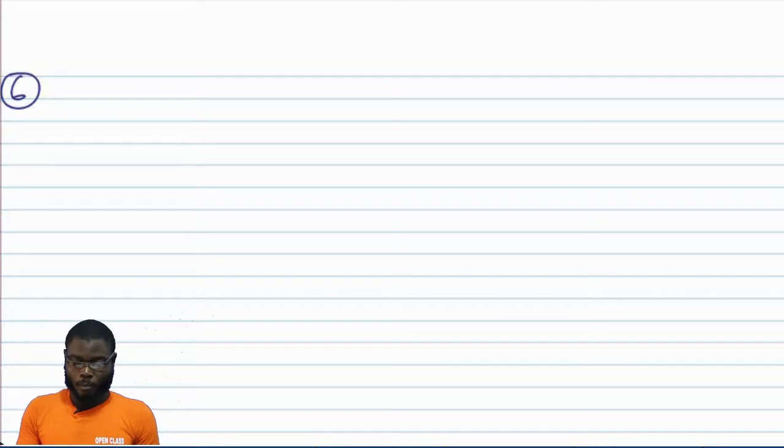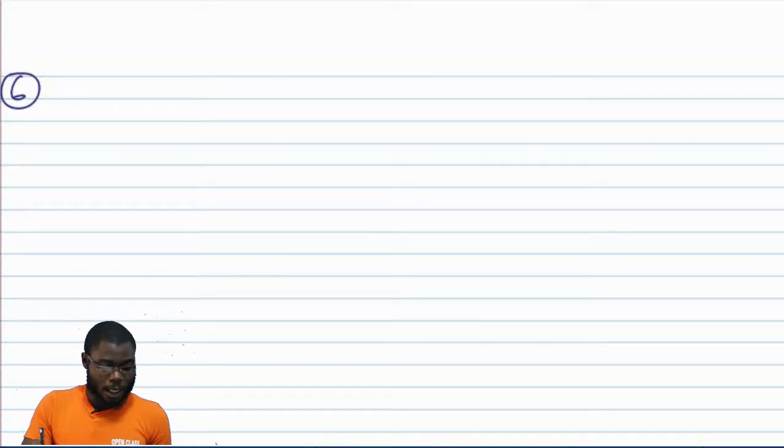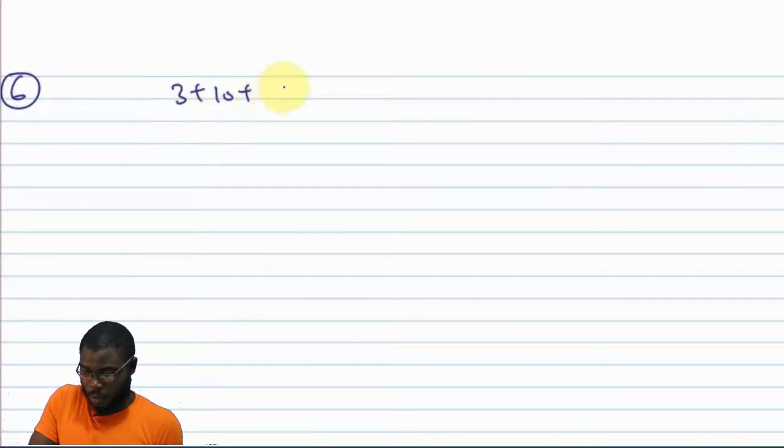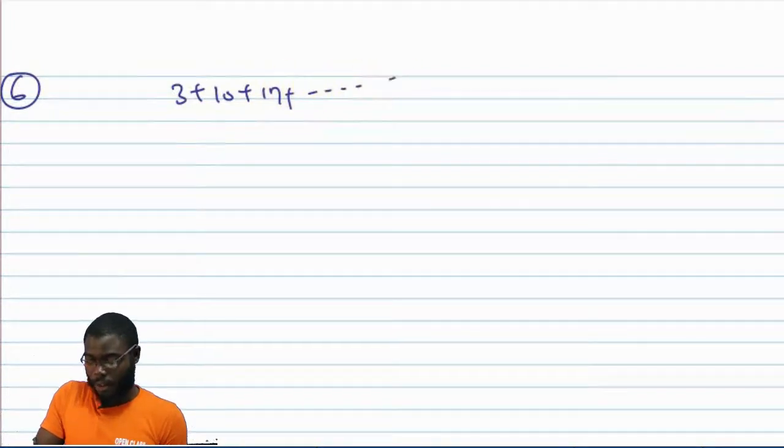Now question 6. We have to find the sum of the first 10 terms of the AP 3 plus 10 plus 17 plus dot dot dot, like that. So we're given this series 3 plus 10 plus 17 plus like that, and we're told to get the sum of the first 10 terms.